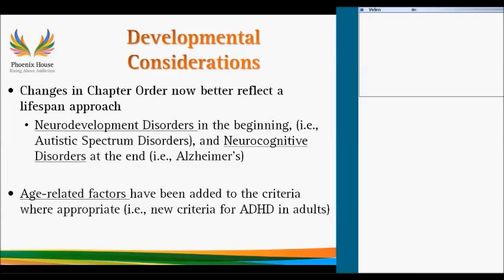So the actual first chapter is the neurodevelopment disorders, which are inclusive of things like the autistic spectrum disorder, which a lot of people have lots of questions about. And then towards the end of the manual, it ends with the neurocognitive disorders to have diagnoses of things such as Alzheimer's.